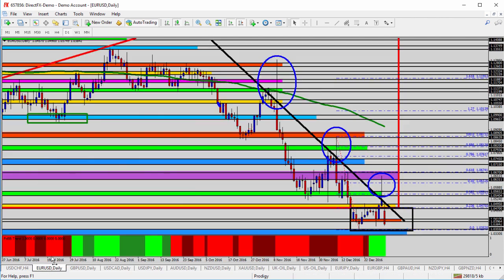Taking it on over to the euro dollar, exact opposite. Of course, we can study the trend, the black trend line. The blue circles show us these periods of time where the market spiked above the black trend line and reversed.